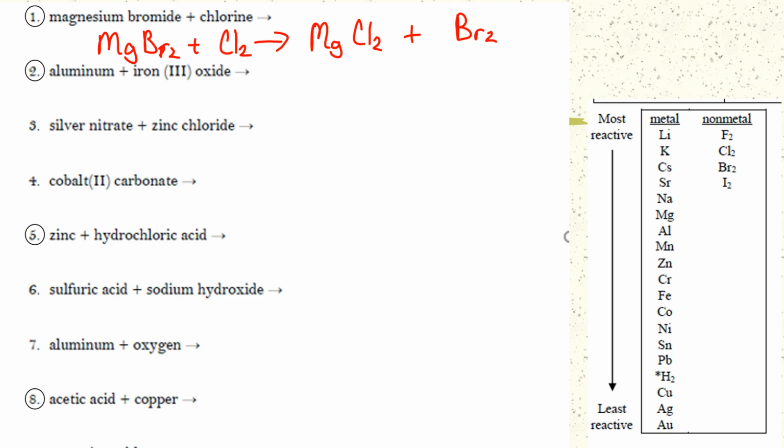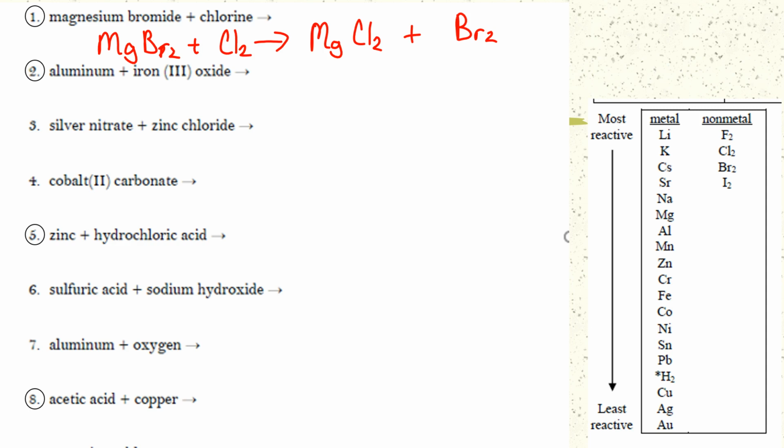Don't have to do anything to balance this one. Why? Can somebody tell me why it takes two bromines to react with magnesium? Because of the charge. Magnesium's a +2 charge. Chlorine and bromine are both -1s. So it's going to take two of them to offset it.